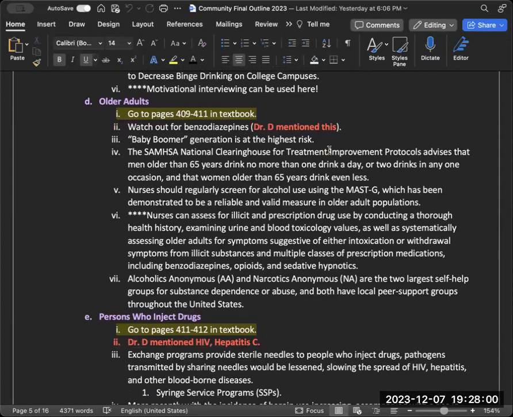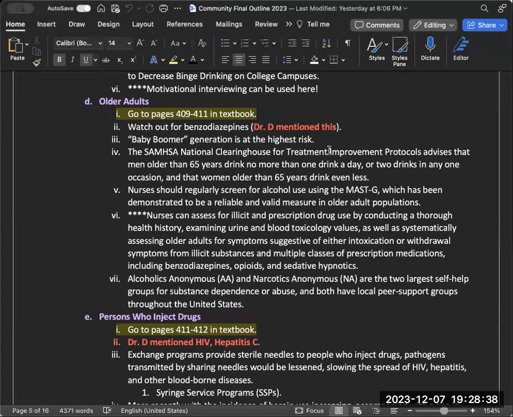And Dr. D specifically, the only thing I heard was watching out for benzos. Because benzos, barbiturates, all of those drugs are highly addictive because they cause physical and psychological dependence. I also saw that the baby boomer generation is at the highest risk. It's recommended that if you are 65 years old and older to not drink more than 1 drink a day or 2 drinks on any one occasion if you are a man. And if you're a woman, you shouldn't even drink 1 drink a day.